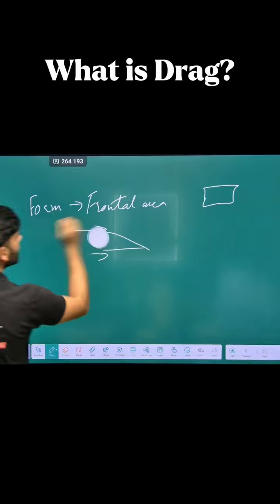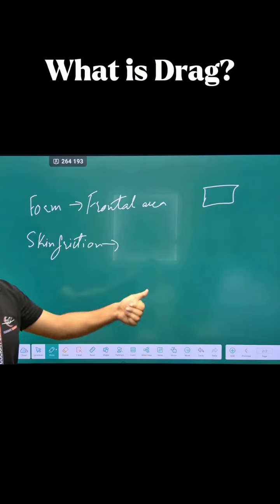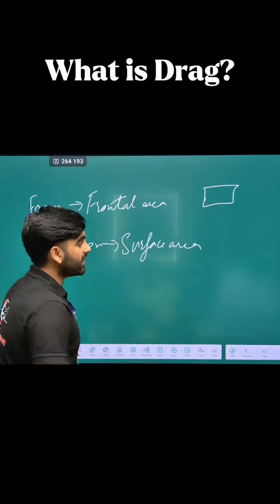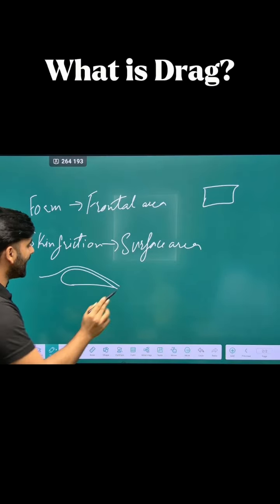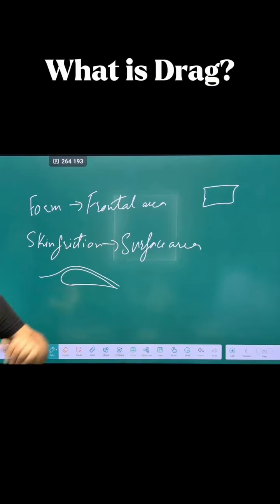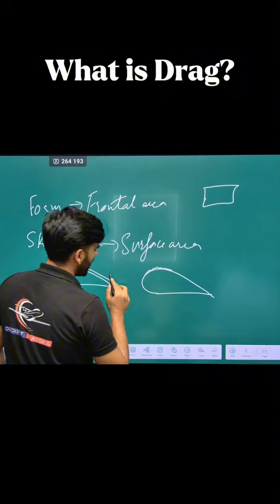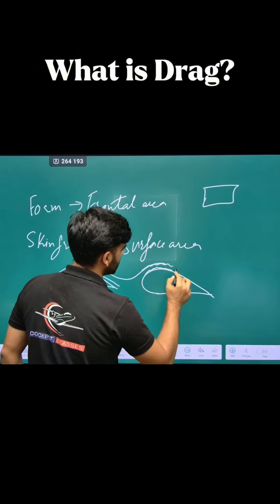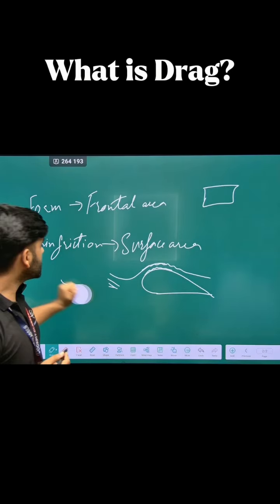Now talking about the other one, that is skin friction. One word for skin friction will be surface area. If the surface area is smooth, the air is going to flow without any interference. But if the surface area is not smooth, the air is going to become turbulent. So air is going to get converted to turbulent. Here the air was flowing in a laminar airflow. So these are the two drags.